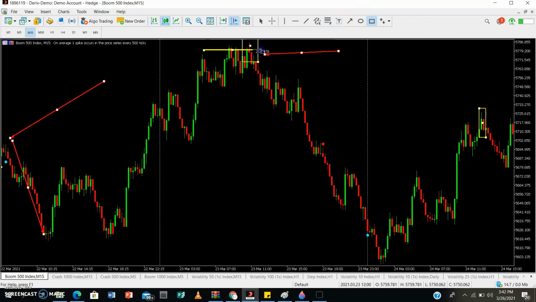So you were supposed to sell hard at this position. There was no point for you to miss this position, just using candlestick patterns. I'm on a 15-minute time frame. Candlestick patterns work on each and every time frame.